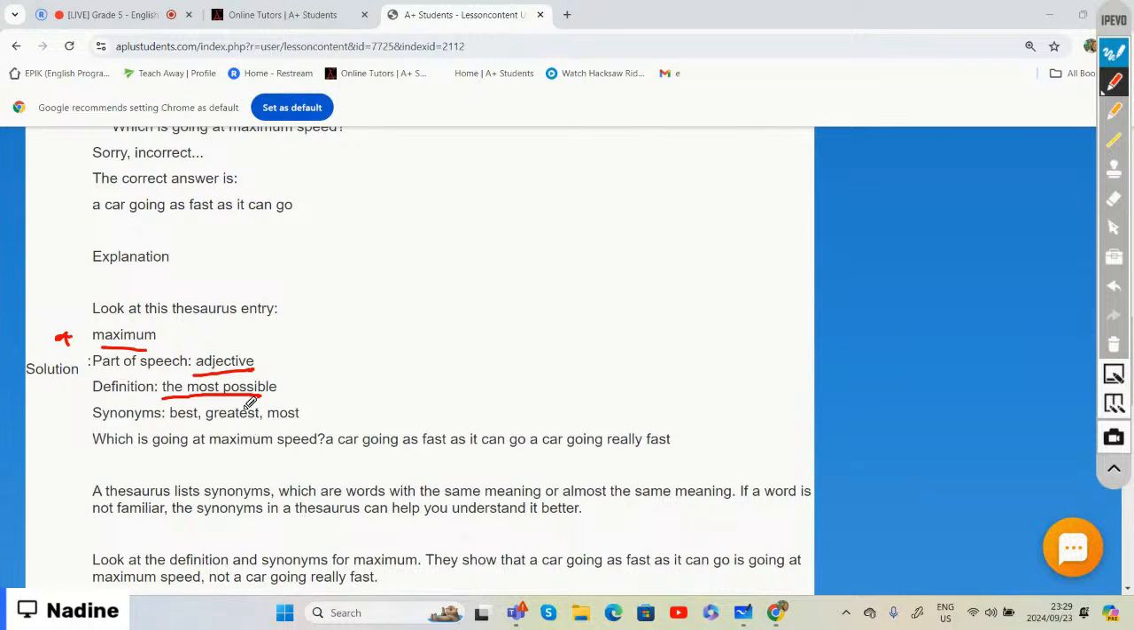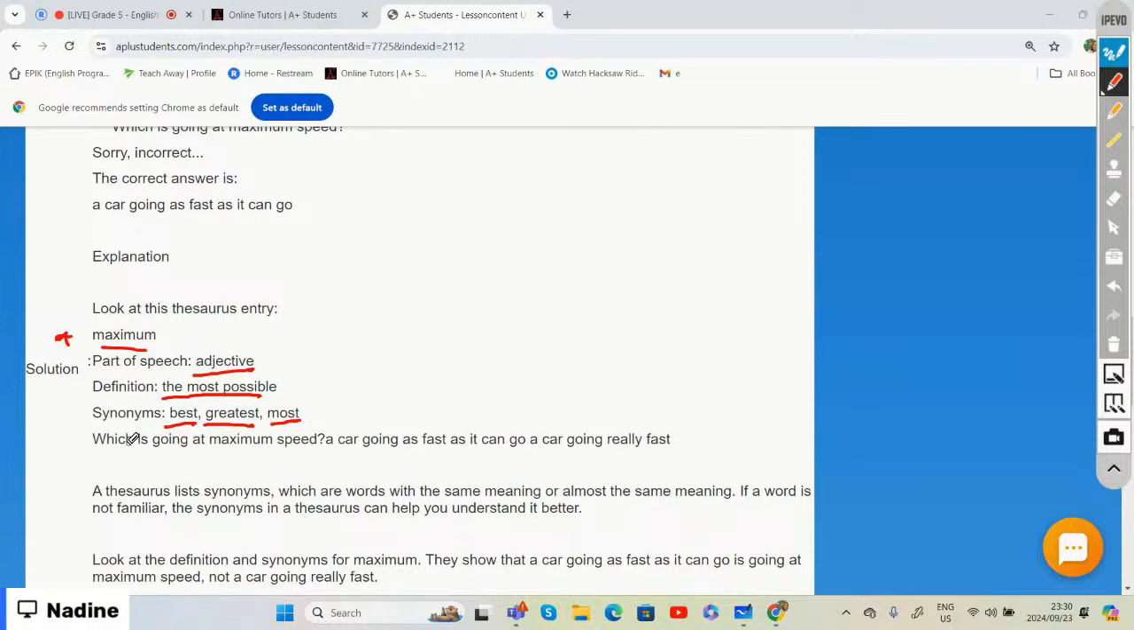And the synonyms of maximum, right? Words with the same meaning or almost the same meaning as maximum are best, greatest, most. So once again, our thesaurus entry is maximum. The part of speech is an adjective. The definition is the most possible. And the synonyms of maximum are best, greatest, or most.